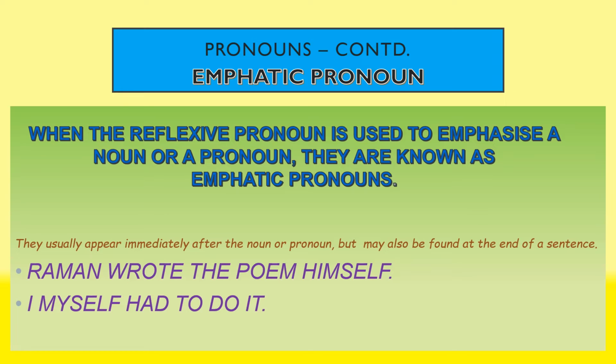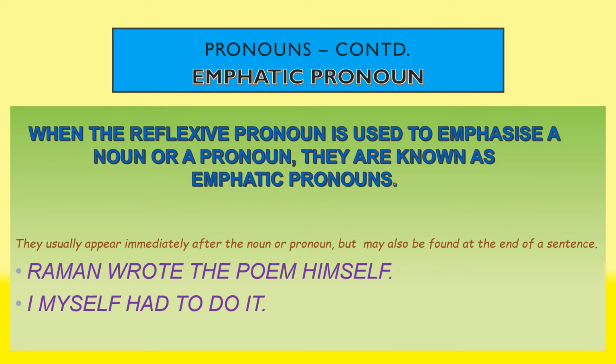You will see that they are used to emphasize a noun or a pronoun. They are not used for reflecting back on the speaker. And it is not an object. If you see, the emphatic pronoun is never the object. For example, Raman wrote the poem. What is the object in this sentence? The object is the poem. It is not himself. Understood? So therefore, here you have to understand what is the role of this pronoun, the emphatic pronoun.